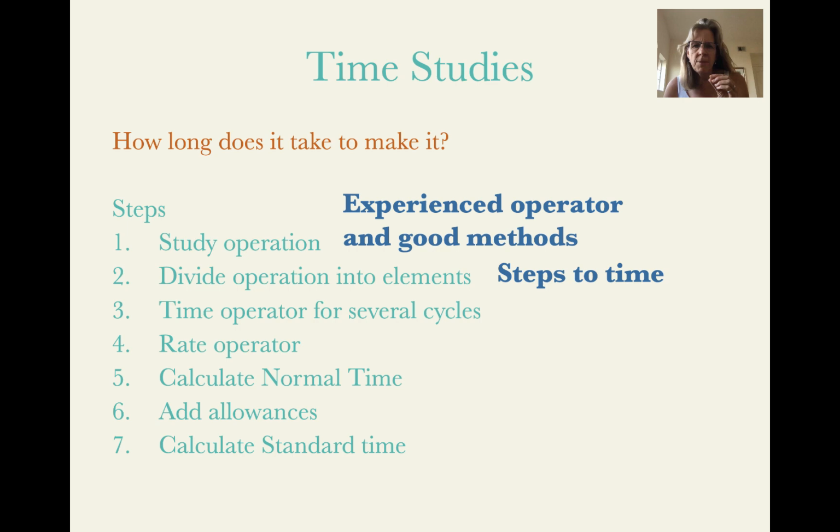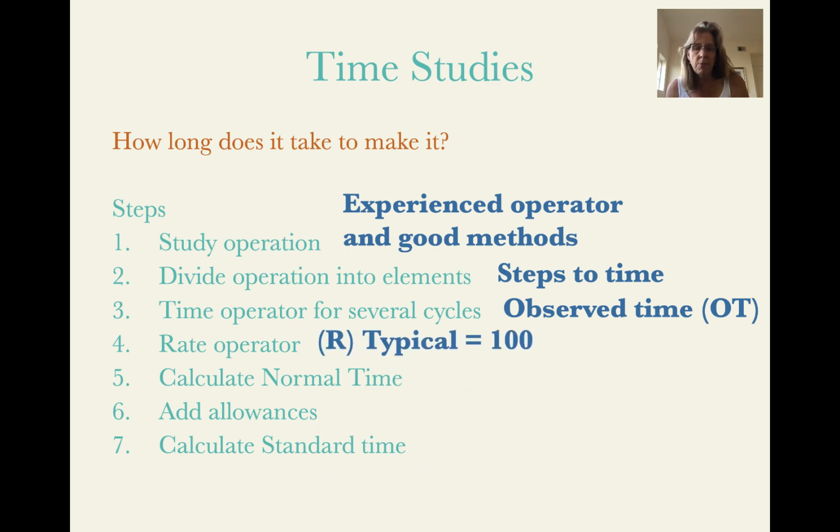We can't time things that are too short or too long. So we have to define how we're going to break up the timing into steps, and that's called elements. And then we time the operators several times, and we call that observed times. Usually you do between 5 or 10 cycles to try to get a good range of values.